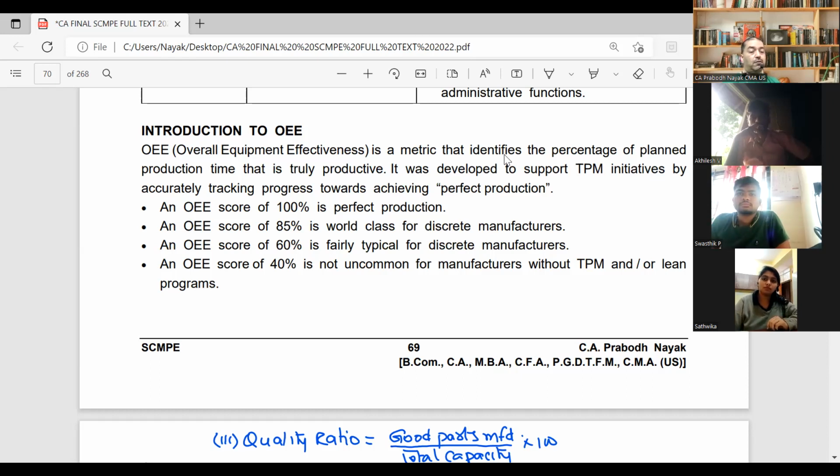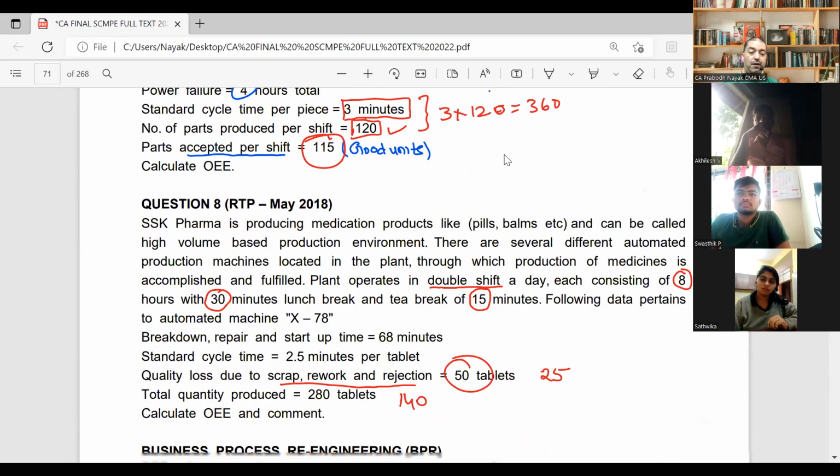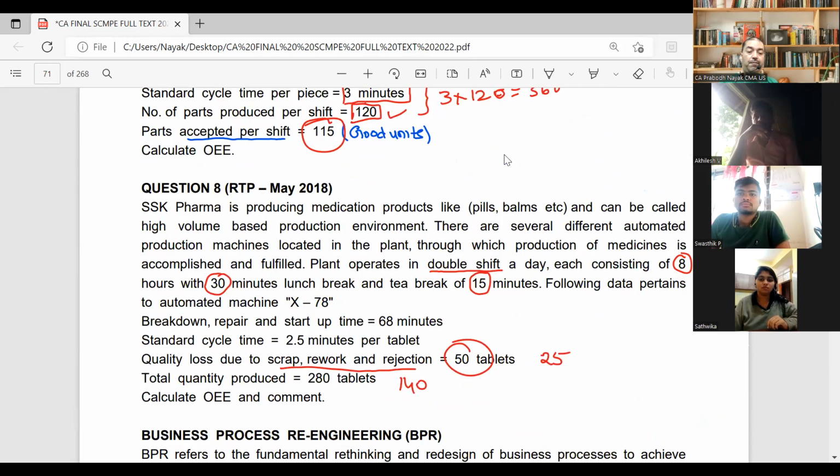So what needs to be done? Maybe autonomous maintenance, maybe preventive maintenance. And maybe there is setup time, startup time, breakdown, repairs, etc. 68 minutes, maybe you have to reduce that. The 68 minutes means practically 1 hour per shift you are losing. So that is not possible. Every shift you are going to have some breakdown and some startup time. It is not acceptable, so we need to work on that.